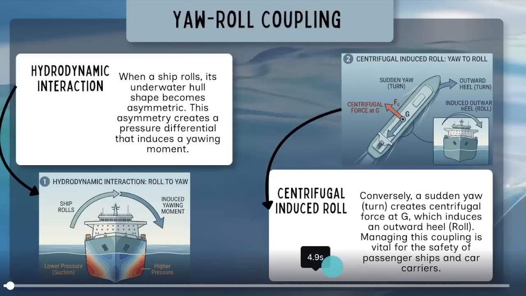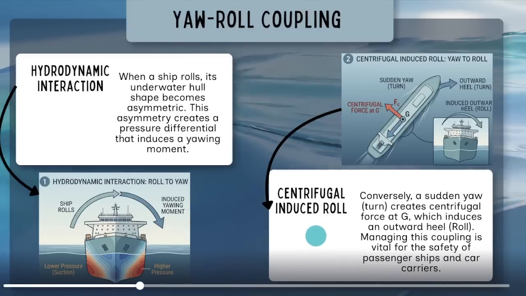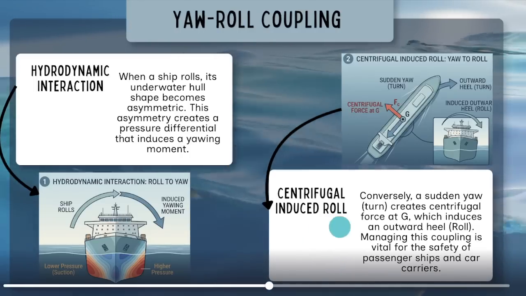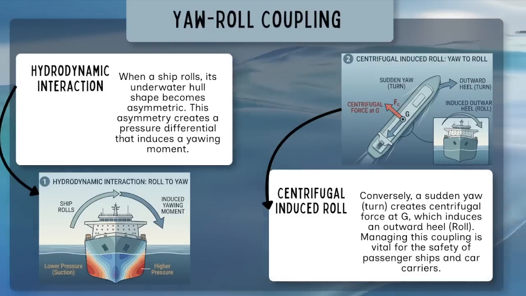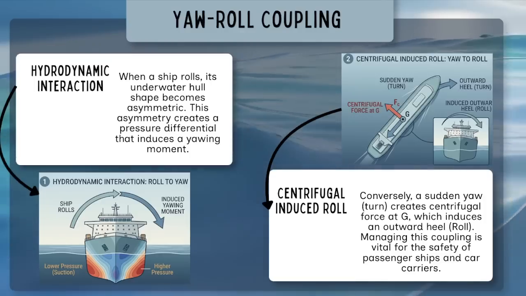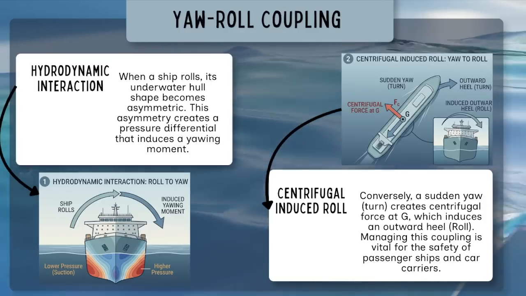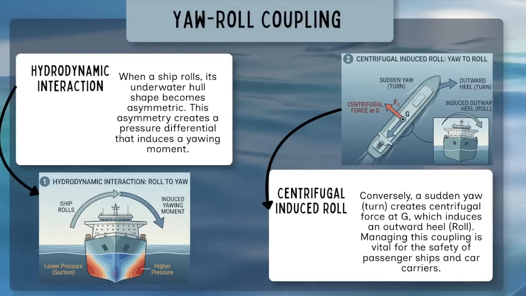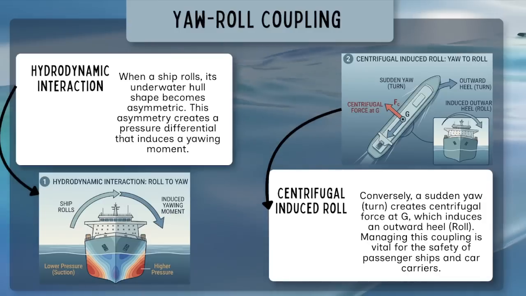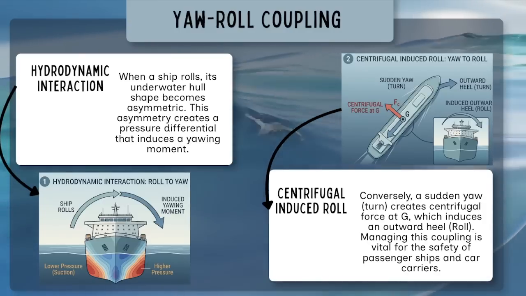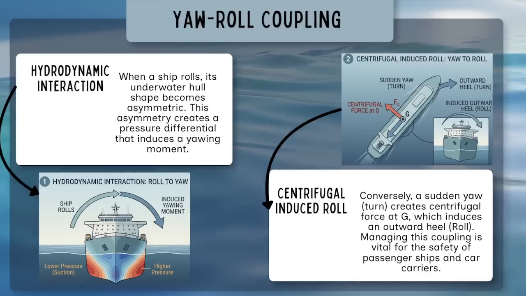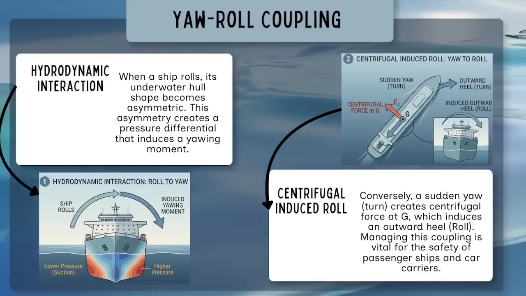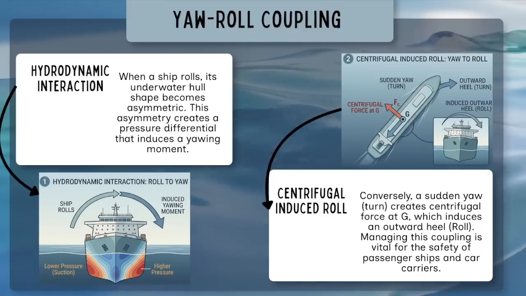And then we have what we call the centrifugal induced roll. Conversely, a sudden yaw or turn creates a centrifugal force at G, which induces an outward heel. Managing this coupling is vital for the safety of passenger ships and car carriers.